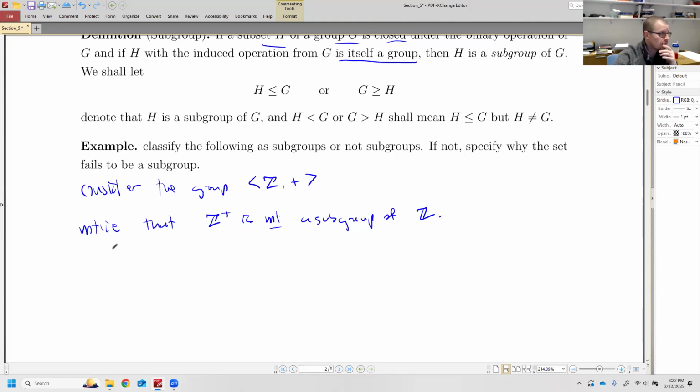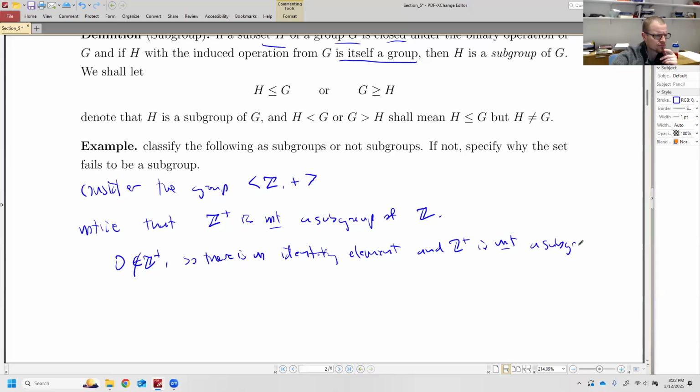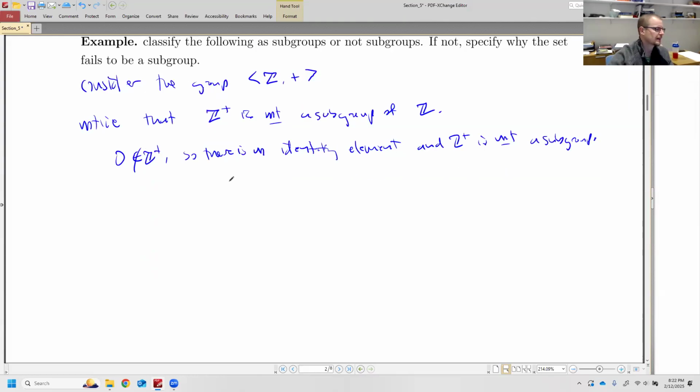However, 0 does not belong to Z plus. So there is no identity element. And Z plus is not a subgroup. So here I'm just saying, hey, notice that this is not a subgroup. And here I'm pointing out why it's not a subgroup. Excellent. Let's see here.